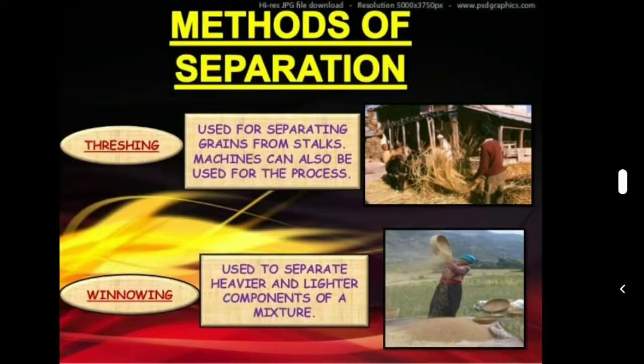There are many methods which we use to separate things. To separate grains, we use many methods such as threshing and winnowing. Threshing is used for separating grains from stalks. Machines can also be used for this process. In case of winnowing, it is used to separate heavier and lighter components of a mixture.